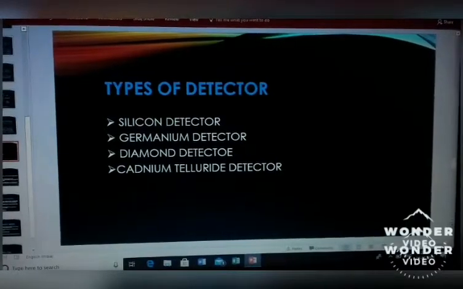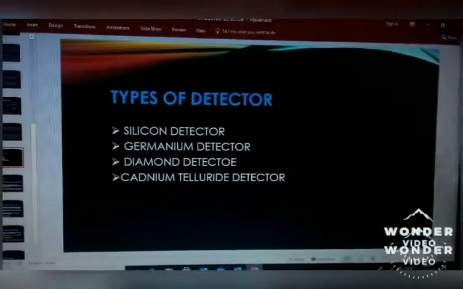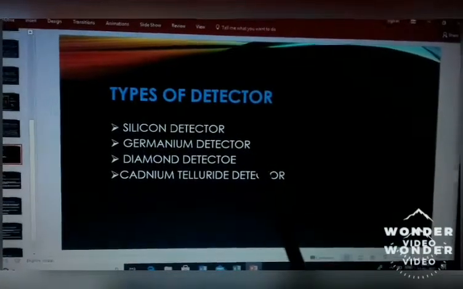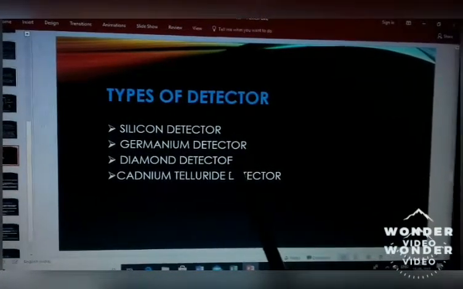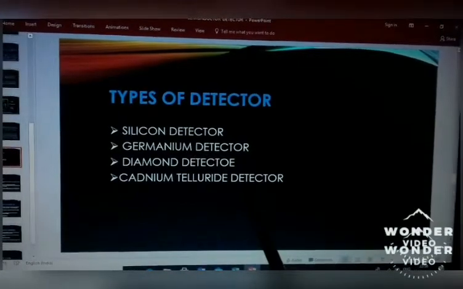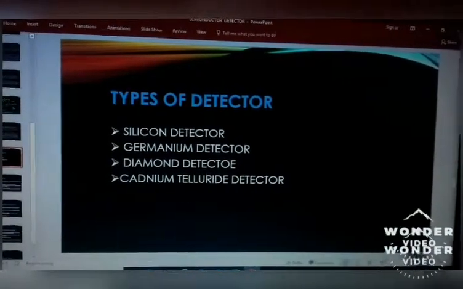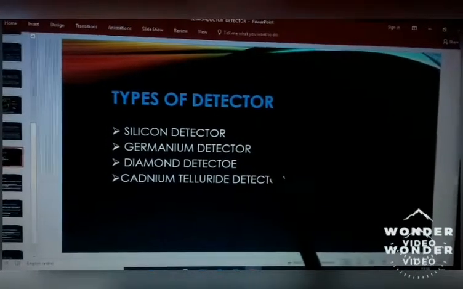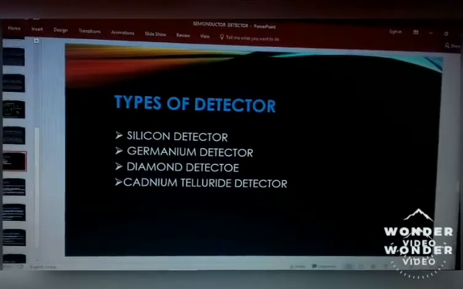Types of detector: silicon detector, germanium detector, diamond detector, cadmium telluride detector. Among them, silicon detector and germanium detector are the most widely used detectors.